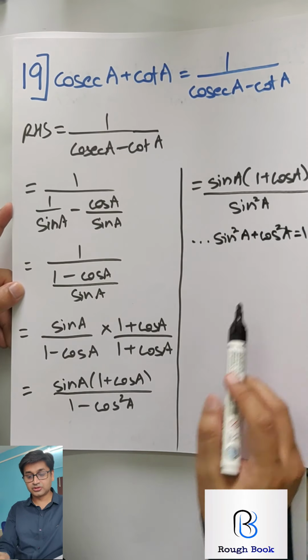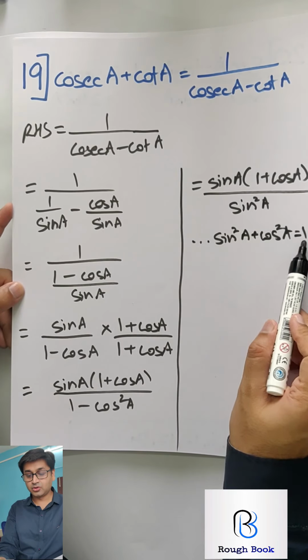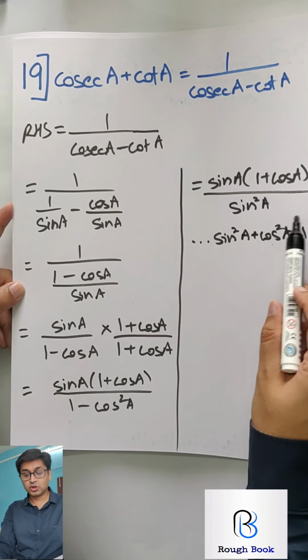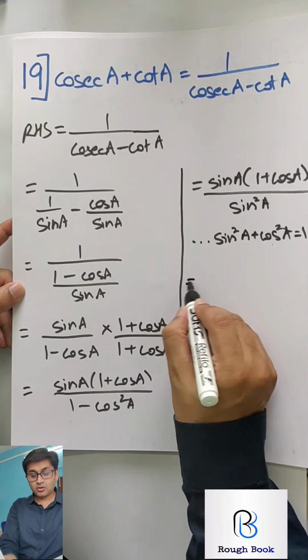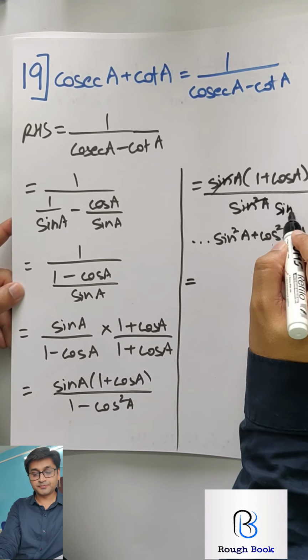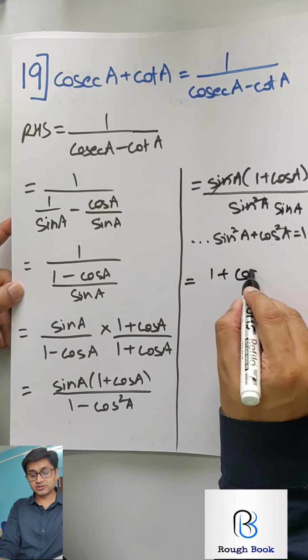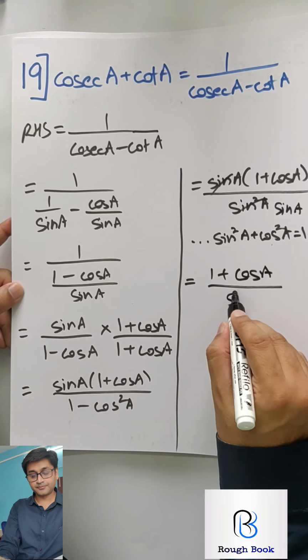If you're still getting confused, look here. Sine square is equal to 1 minus cos square. This goes on the other side. Therefore 1 minus cos square becomes sine square. Yeah, one sine A can get cancelled. So what is left is 1 plus cos A upon sine A.